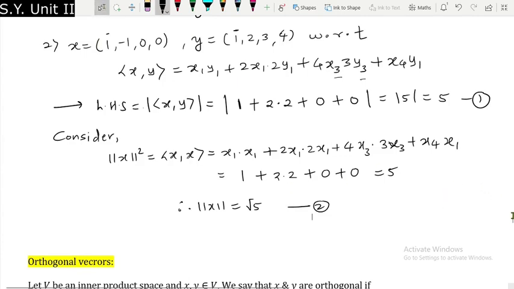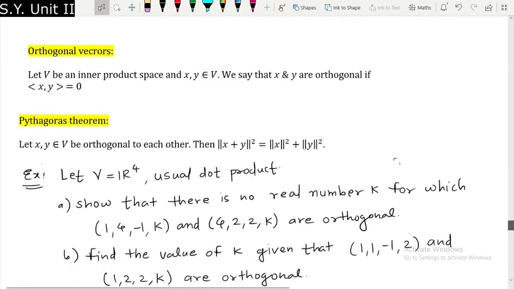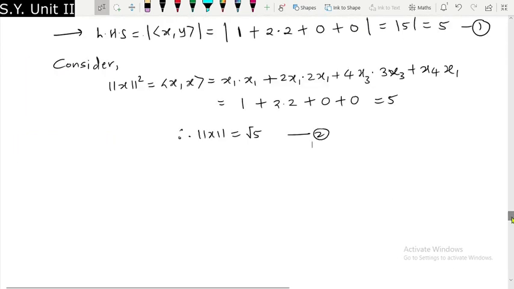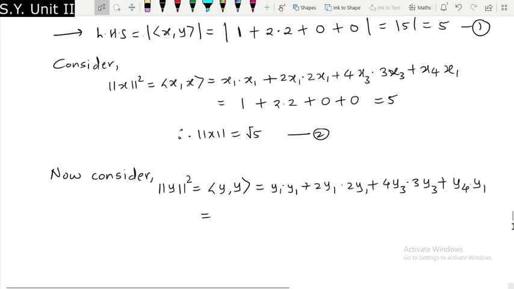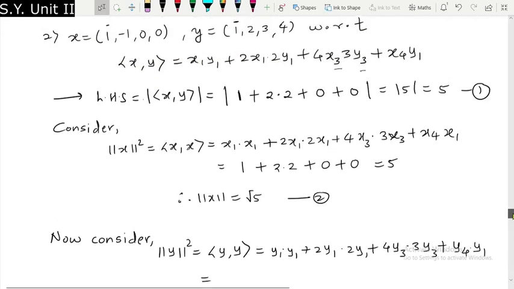Okay, now we are supposed to go for what? The norm of y square. So now consider norm of y square, which will be equal to inner product of y with y. So there will be a slight change. Over here you are going to have y1 multiplied by y1 plus twice y1 multiplied by twice y1 plus 4 times y3 multiplied by 3 times y3 plus it is going to be y4 multiplied by y1, which is equal to, now what is my y point that I want, right? So my y point is 1 2 3 4.